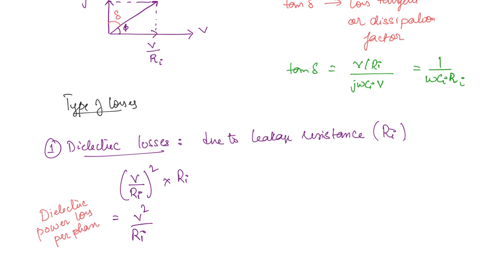Now instead of Ri, you can also write this in terms of the dissipation factor. What is 1 by Ri? It is omega Ci into tan delta. So this is V square omega Ci tan delta. You can further express omega in terms of the frequency as 2 pi f. So this is the dielectric loss.